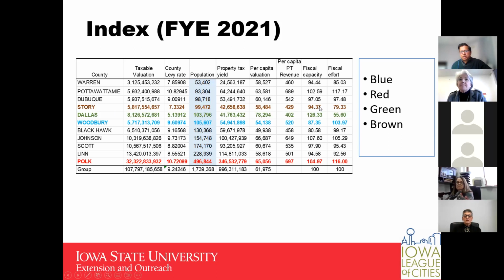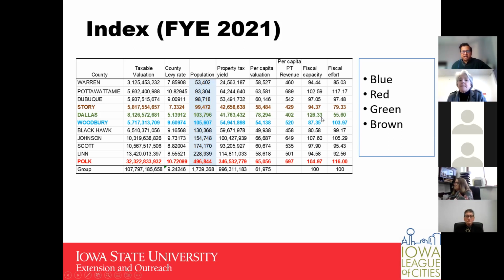they have a low capacity, but they also have a low effort, meaning that while relative to the group, the per capita valuation in Story County is not at par with that, they still have a lower levy rate, which simply means that Story County has access to non-property tax revenues. And for those of you who know Story County, it indeed does attract a lot of visitors, especially due to the city of Ames and Iowa State University, which puts the local governments here at a much advantageous position. So Story County is an example of having low capacity, but still able to have a low levy rate.